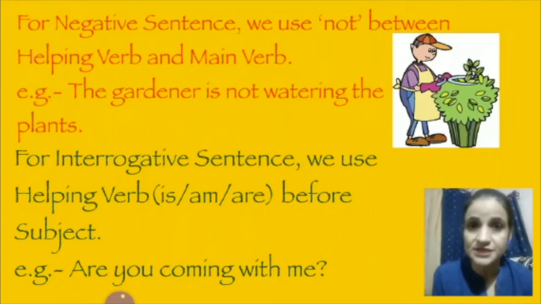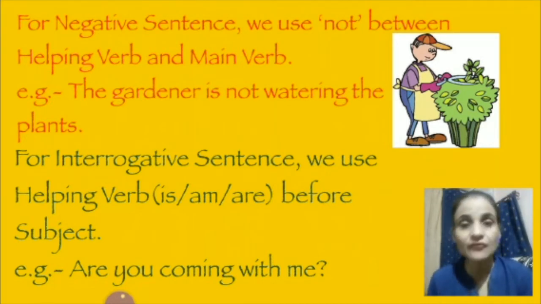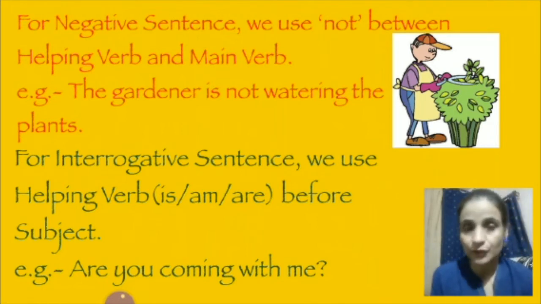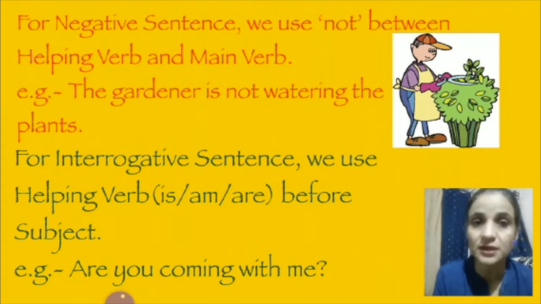Now, negative sentence. For a negative sentence, we will use not between the helping verb and the main verb. For example, the gardener is not watering the plants. So, not is used between the helping verb is and the main verb watering.